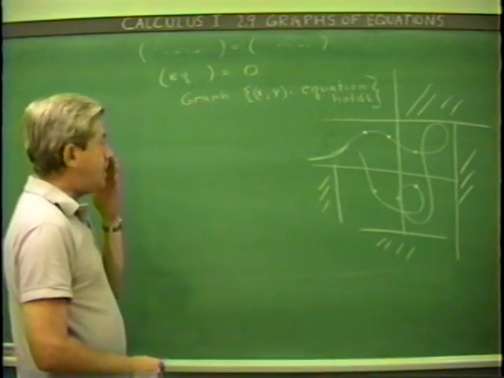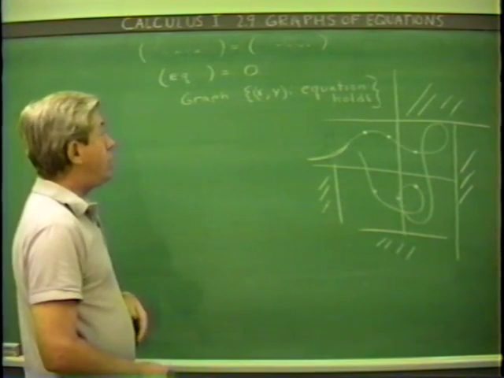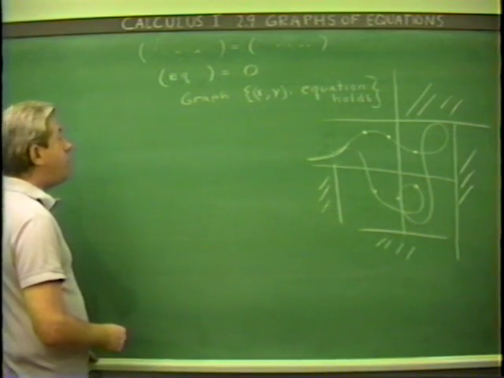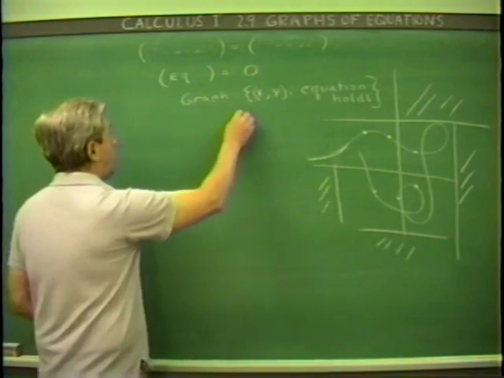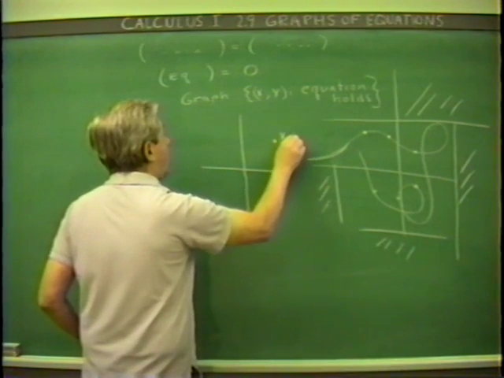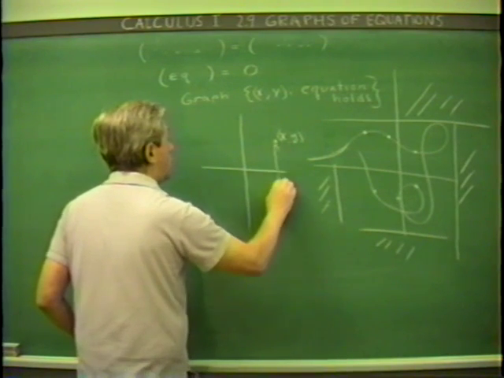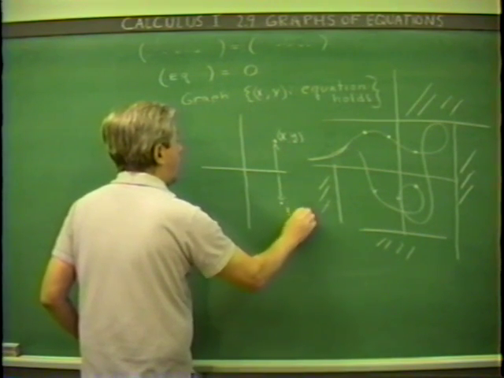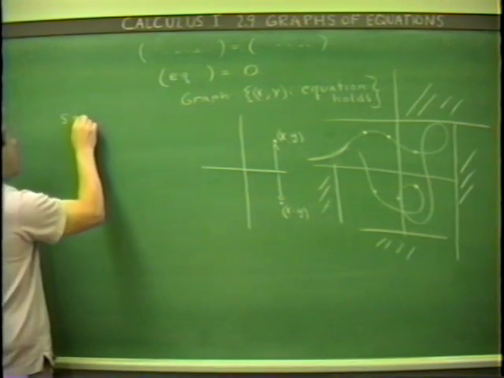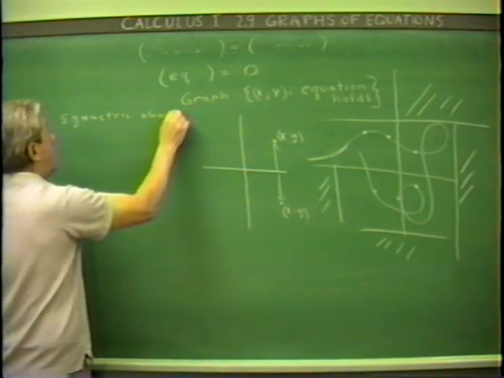There's a second thing that you can do here, and this will hold in general for the equations which we will be looking at, namely equations which describe functions. You can look for certain symmetrical aspects of the equation. In particular, it may be that whenever a point x, y is on the graph, you also have the corresponding point down here, x, minus y. In that case, the equation is said to be symmetric about the x-axis.